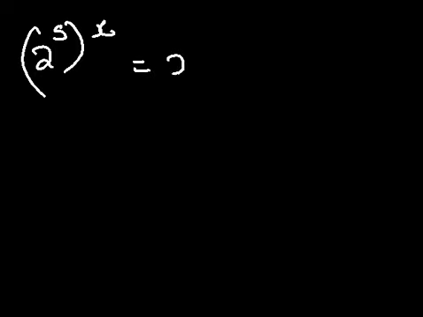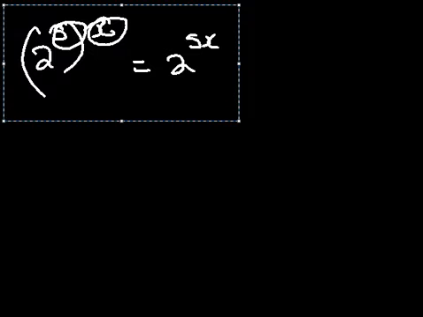So what if we have this case? Let's say we have 2 to the power 5, times 2 to the power x. Now this is the same as 2 to the power 5x. So for the powers, you just have to multiply each other there. So take note of that.